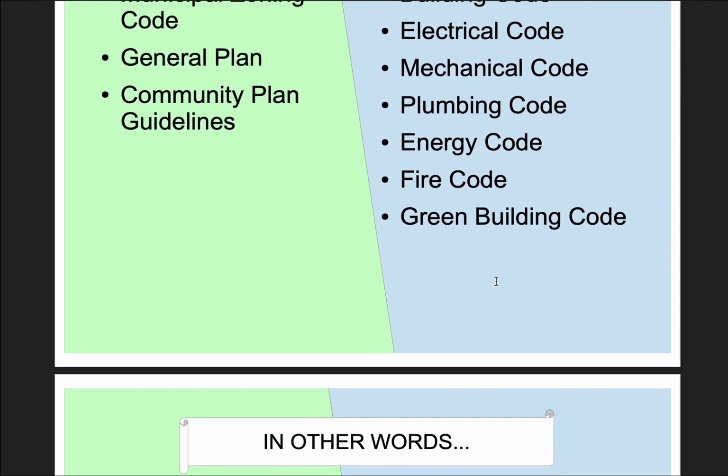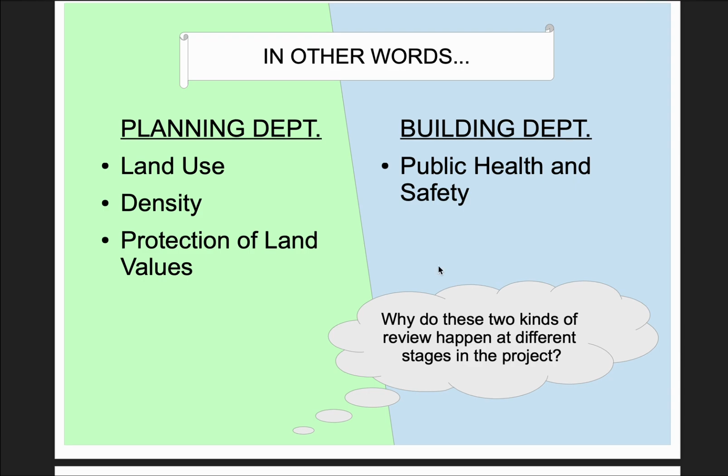Okay. Now, the shortcut: the planning department is all about land use density and protection of land values, while the building department is all about making sure that your building is safe for public health, which includes disabilities. People with disabilities would have to be safe accessing your building, that hallways meet their needs, and that's all about public health and safety.